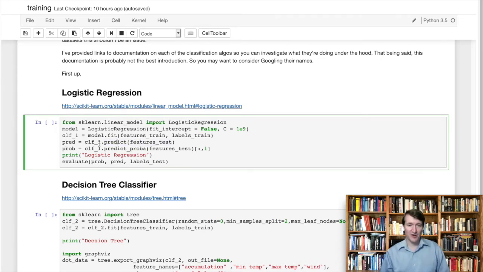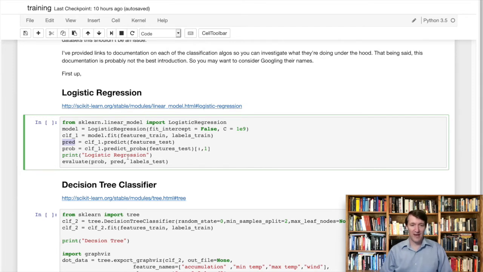Here, the predictions are just going to be either 0 or 1 for no or yes. The probability is going to be a value between 0 and 1 for its probability of it being a yes. So if it's 1, then it's 100% probable it's going to be yes. If it's 0.2, it's only 20% probable that it's going to be yes.